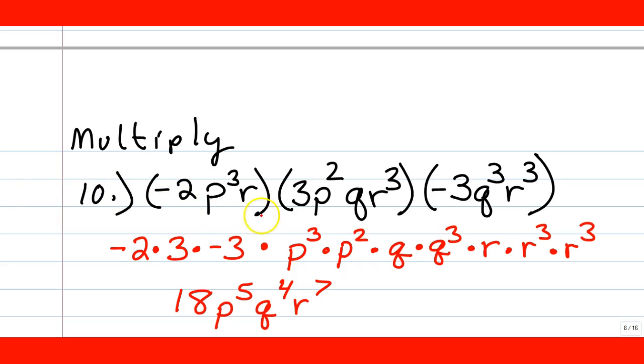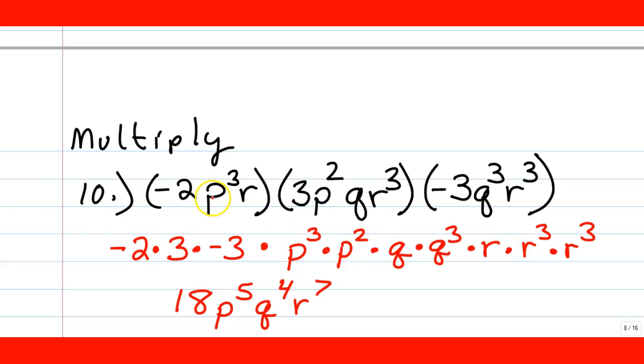We have a -2 times a -3, or -2 times a 3 times a -3. So we have down here, I've copied those down, -2, +3 times -3. This makes an 18. Now we can combine together our variables.